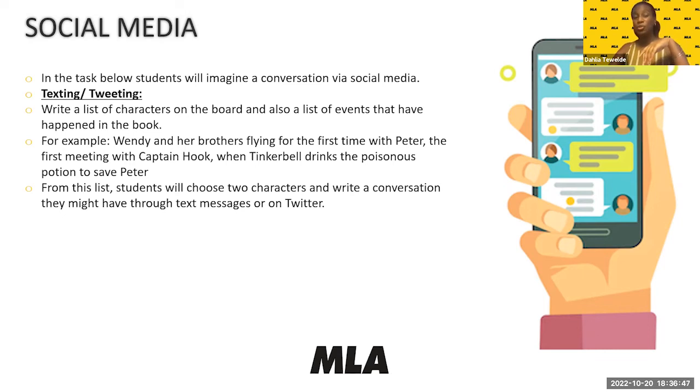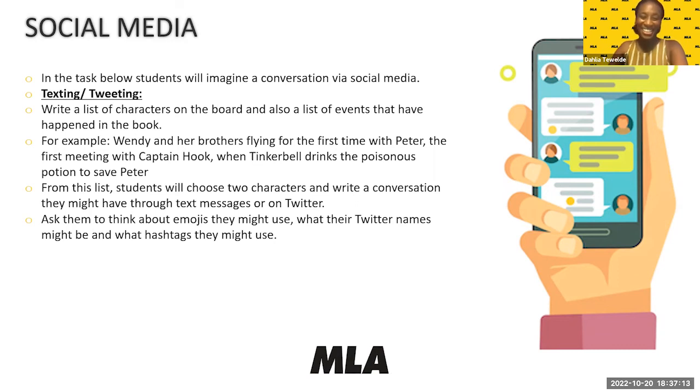From this list, students will choose two characters and write a conversation they might have through text messages or on Twitter. So it's the use of informal language. You can even use slang. There are no rules here, as long as they can use their imagination and have a conversation. I could just imagine this for something like Romeo and Juliet. Ask them to think about emojis they might use, what their Twitter names might be, and what hashtags they might use.